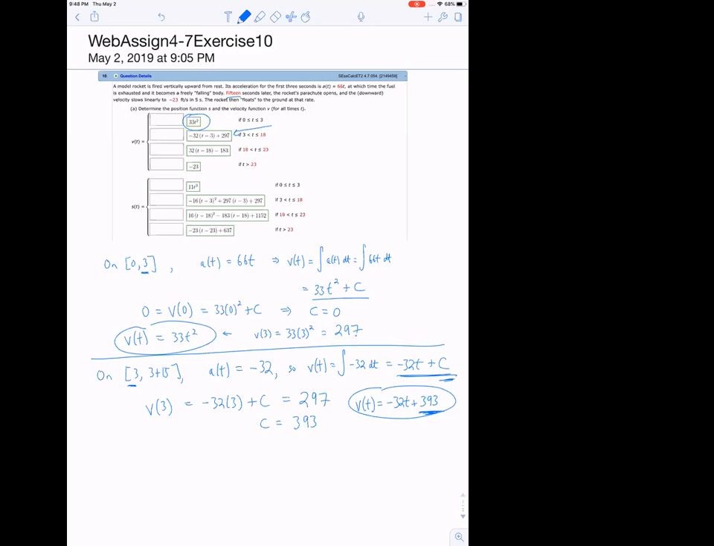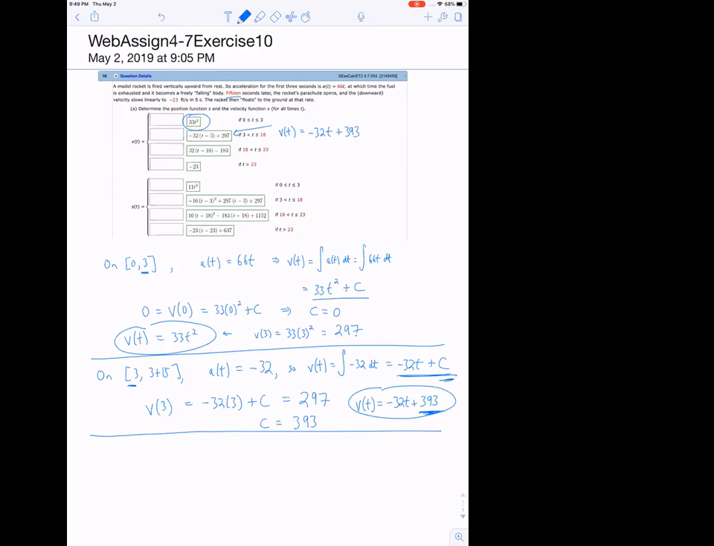So let me go ahead and write that up here so that we have it. This is the same as v of t equals negative 32t plus 393. So far, so good, hopefully. Okay, so that's gotten us up to 18 seconds. That's 15 seconds after 3 seconds.